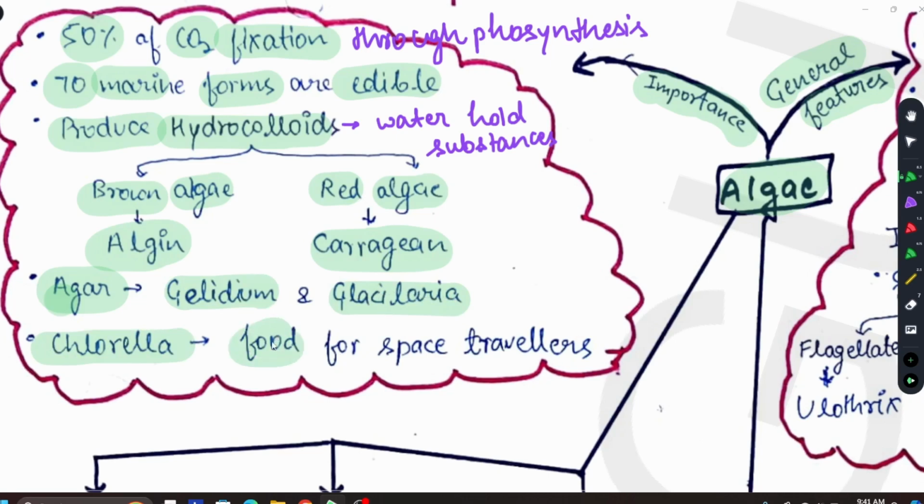Chlorella is an algae which is used as a food supplement for space travelers. The astronauts use this chlorella as a food supplement because it is rich in protein and nutrients. So chlorella is used as a food supplement for space travelers.